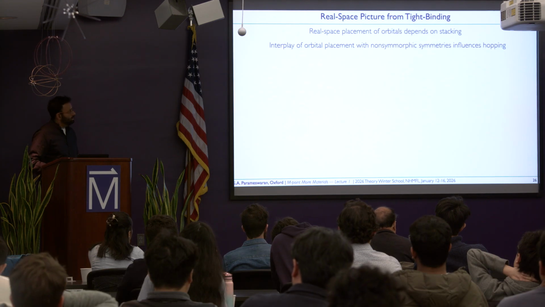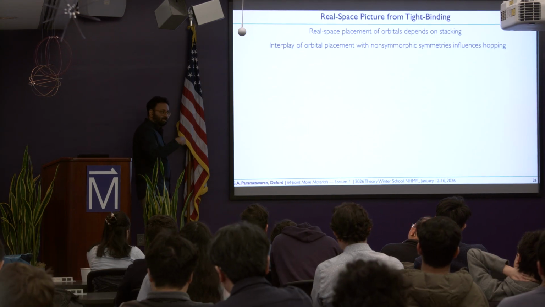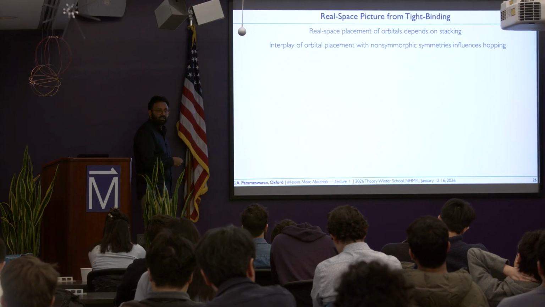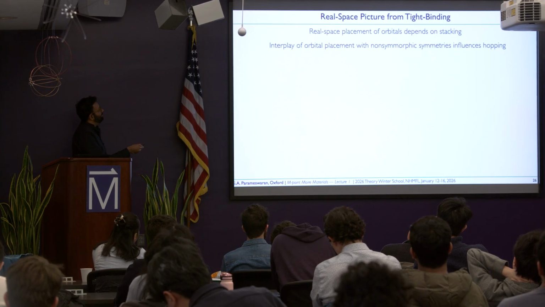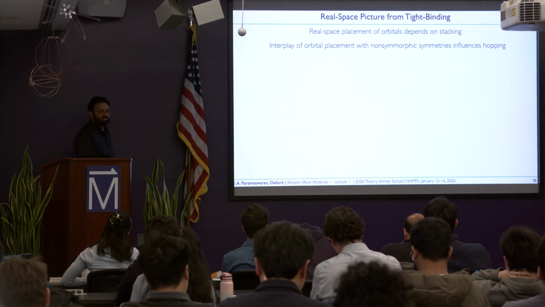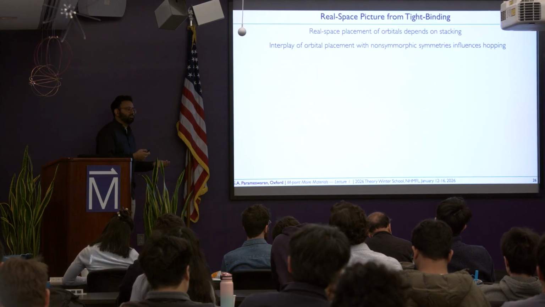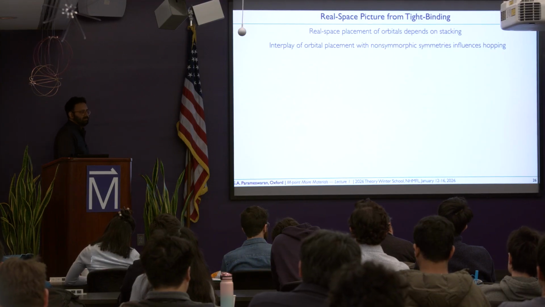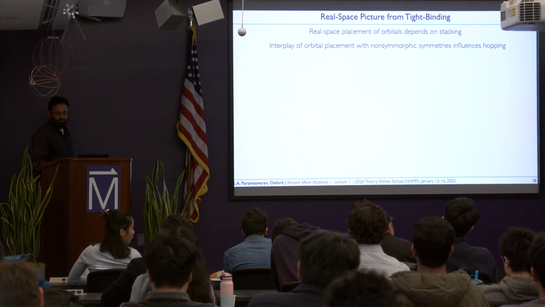And so let's think of the real space picture. When you translate back to real space, where the orbitals are placed in real space for these endpoint materials in the Wannierized model depends on the stacking. And the interplay of the orbital placement with the symmetries influences the hopping. Exactly where they're placed and how close they are, whether the fact that some hoppings are extinguished is useful or not, depends a lot on where the orbitals are placed.